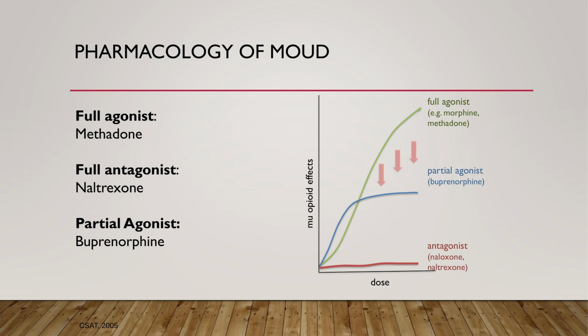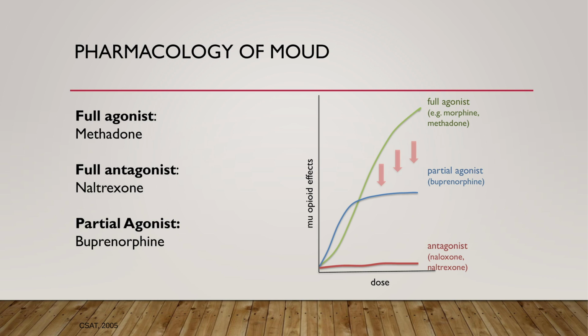And so the three medications: methadone is considered a full agonist, naltrexone is considered a full antagonist, and buprenorphine is a special class of medication they call partial agonists. To illustrate that a little more, this is a graph that maybe some of you have seen in your training that illustrates how a medication has an effect based on its dose.